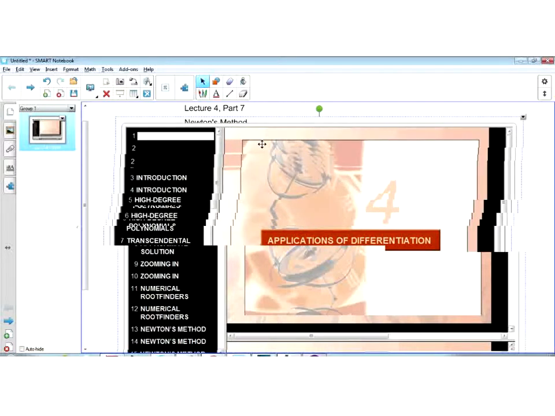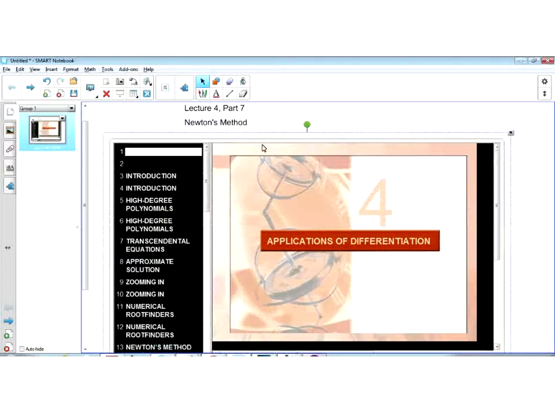All right, so this lecture will be Lecture 4, Part 7, which corresponds to Section 4.8 of your text. And this topic will regard Newton's method. Newton's method is a technique for finding solutions to equations, so finding the zero crossings of a function.